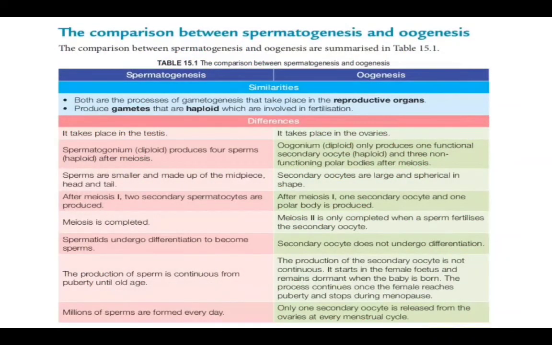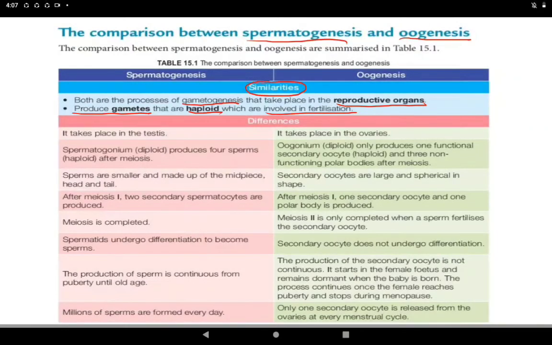So the comparison between spermatogenesis and oogenesis. Similarities: both are processes of gametogenesis that take place in the reproductive organs. Both produce gametes that are haploid, which are involved in fertilization. And the differences are: spermatogenesis takes place in the testes. Oogenesis takes place in the ovaries.